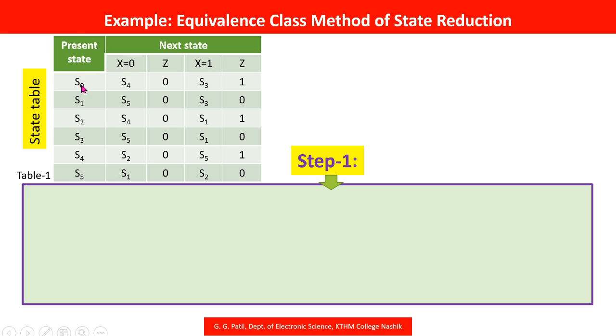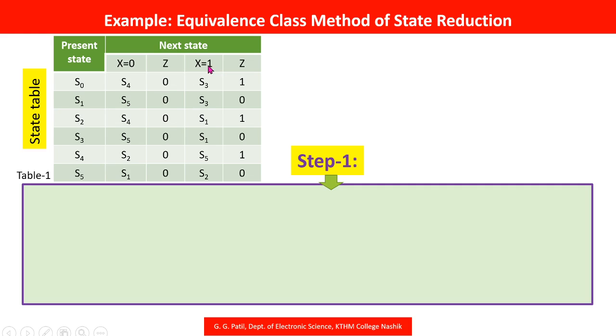So if the present state is S0 and input x is 0, the next state is S4 and the output is 0. If the input is 1 and the present state is S0, then the next state is S3 and the output is 1. In that way, the state table can be understood. Similarly, for the rest of the states: for present state S1, when input x is 0, the next state is S5 and output z is 0.